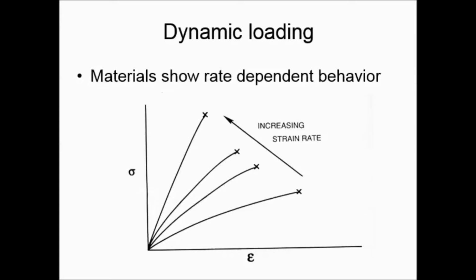Now when we're talking about dynamic loading, one thing that we do want to know is materials are going to show rate-dependent behavior. So depending on which rate we're loading these with under a dynamic load, we're going to see a change in the increasing strain rate. So if we look at our stress-strain diagram down here, as we change the load, we're going to see differences in the strain rate based upon the actual loading rate.